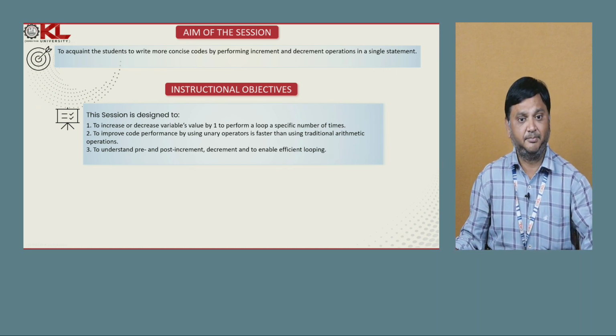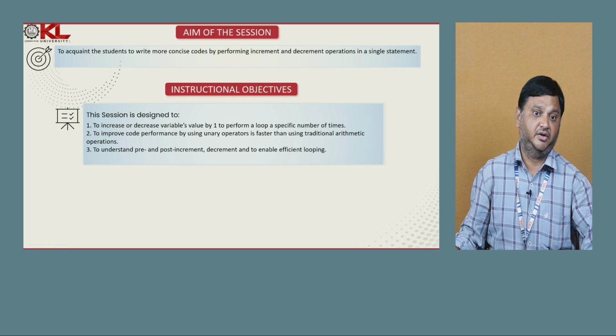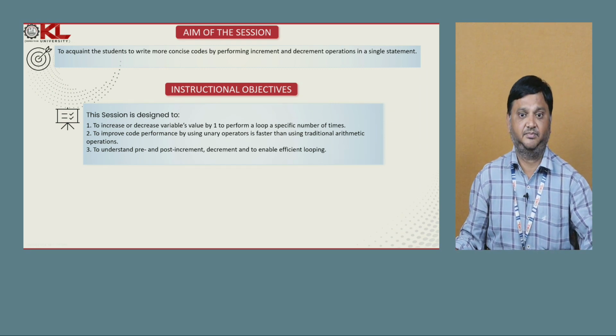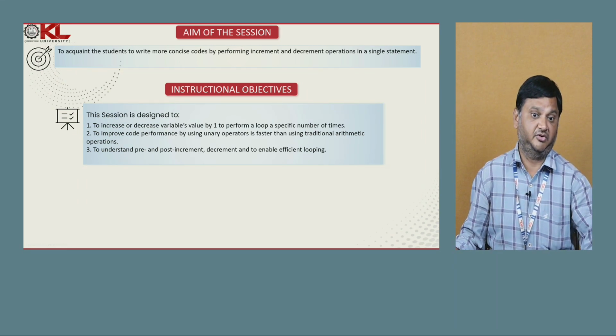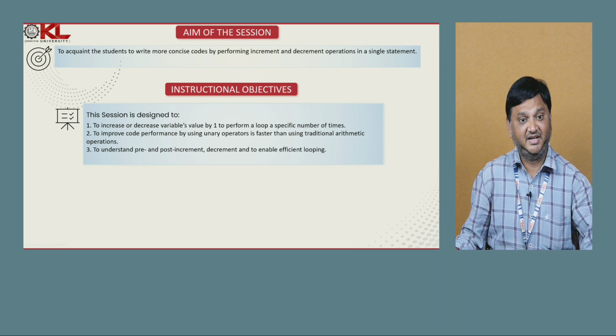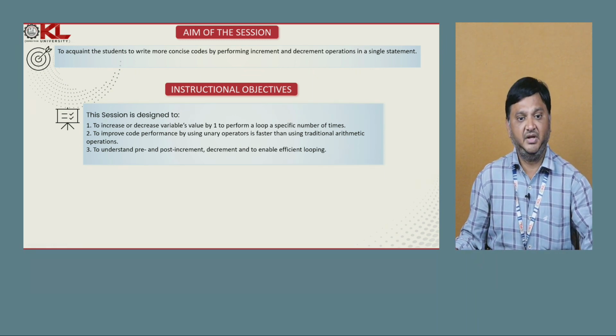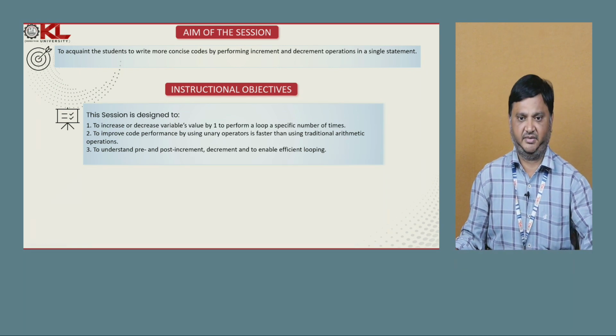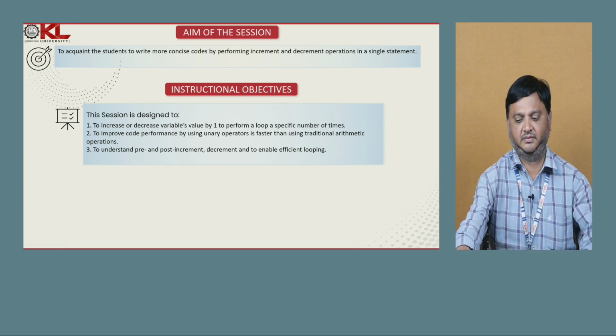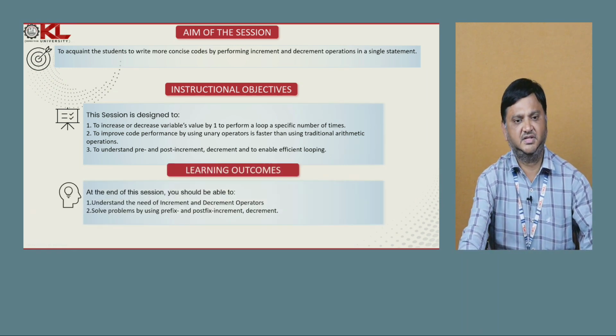Also, we can improve the performance of the code, as a unary operator is very fast, more than using traditional arithmetic operations. And finally, we will understand the difference between pre and post increment and pre and post decrement, which we are going to use in loops. Let's continue. So these are the learning outcomes.